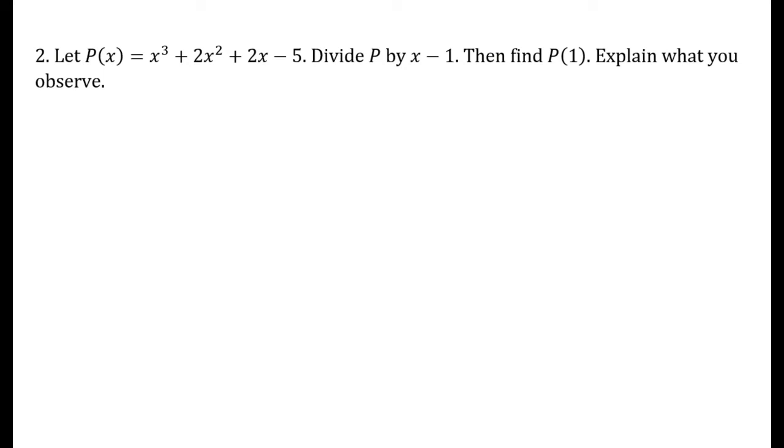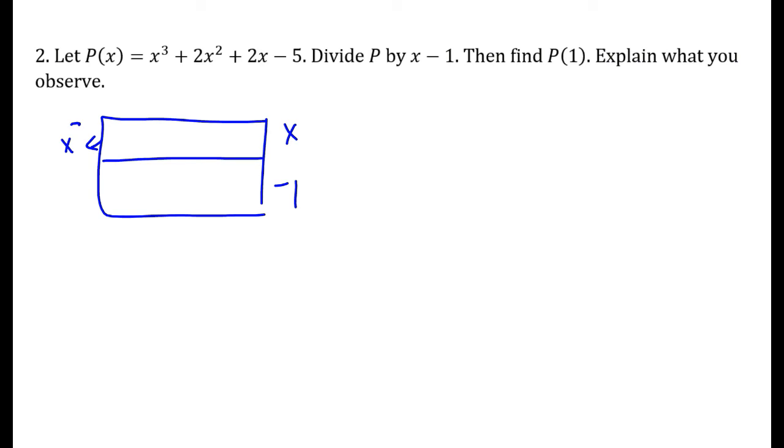We end with number 2 here. Let p of x equal x cubed plus 2x squared plus 2x minus 5. Divide p by x minus 1. I will do reverse tabular because I just did long division. I'm dividing by x minus 1 here. Got x cubed, 2x squared, 2x. I still need one more, negative 5.